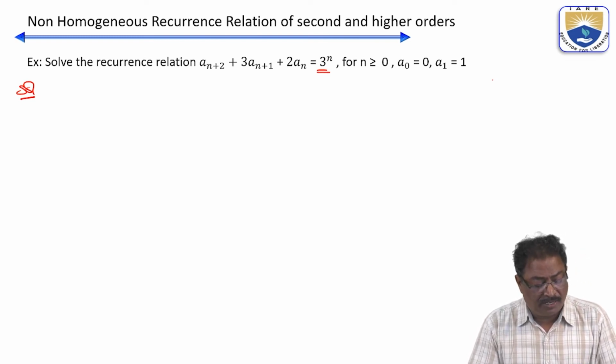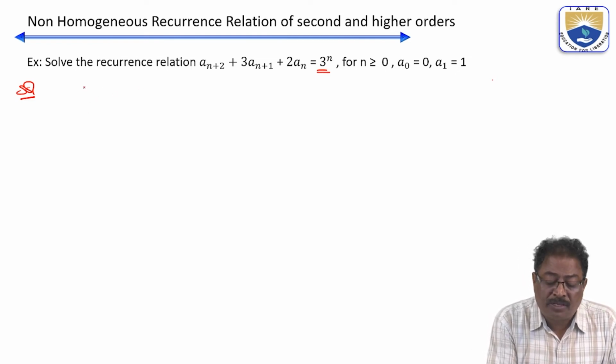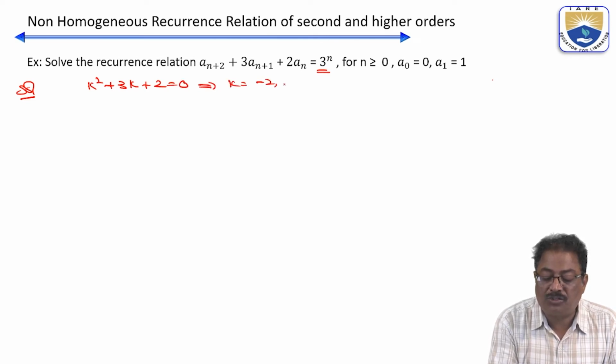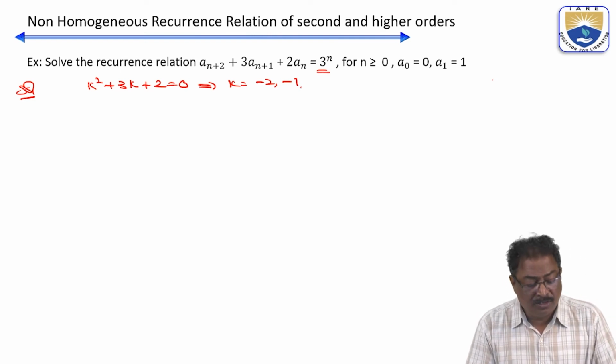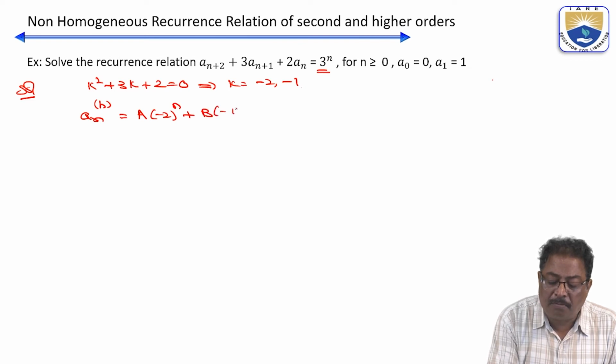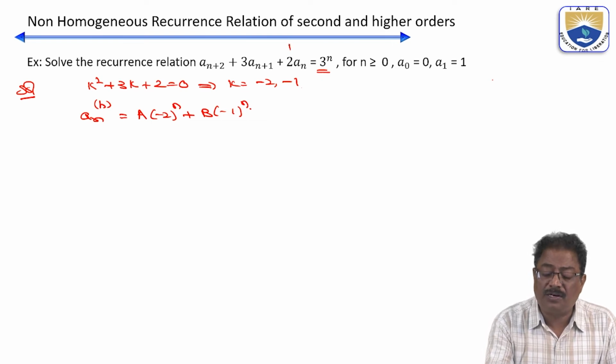Here we are just solving this one. The auxiliary equation is k square plus 3k plus 2 equals 0. So I am going to get k equals minus 2, minus 1. So the homogeneous solution is a into minus 2 to the power of n plus b into minus 1 to the power of n. This is one solution. Let us call the given equation as 1 and this as 2.